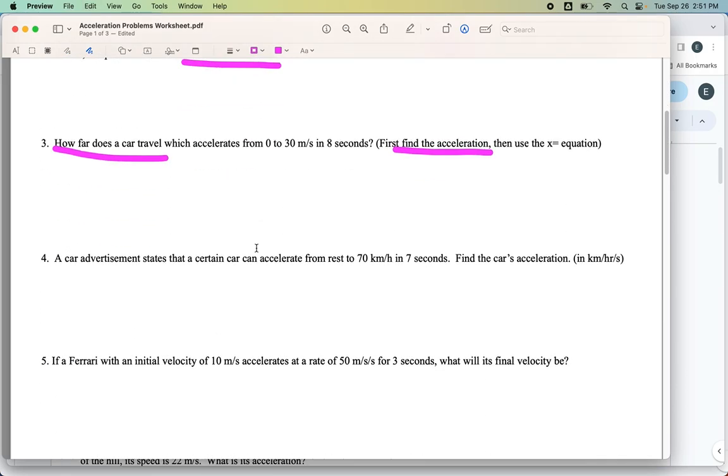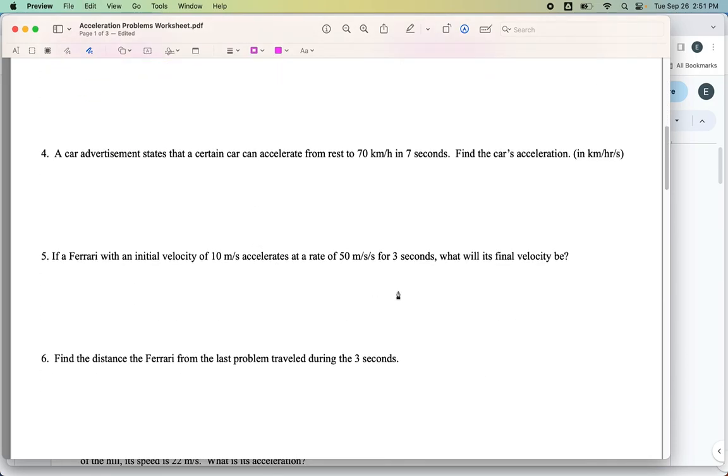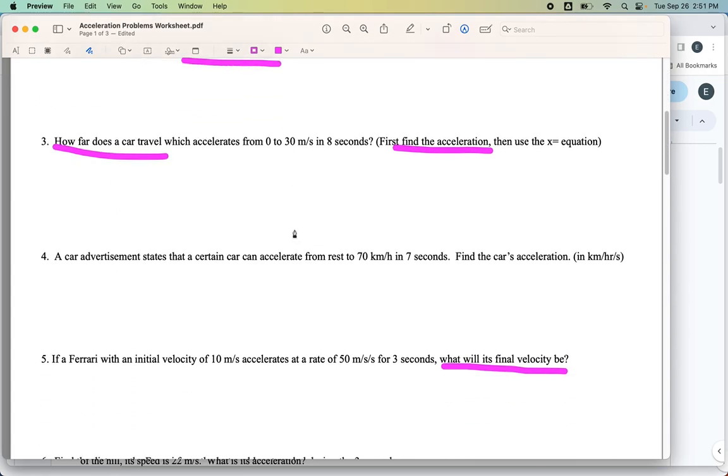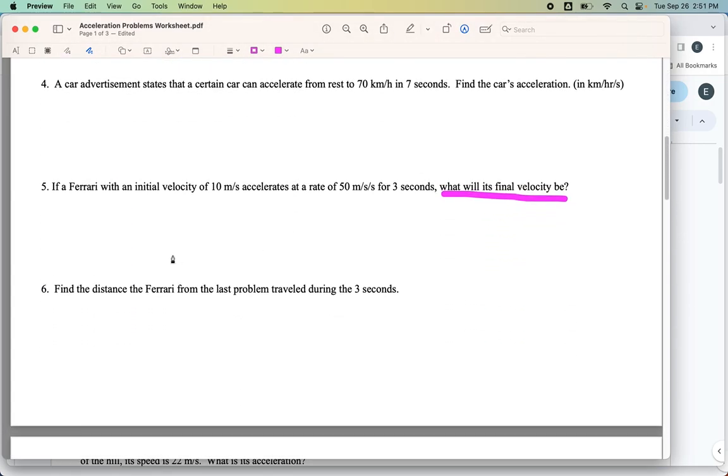Okay, moving right along. So once again, if we're looking for what its final velocity will be, you're going to use the velocity equation. So up here, there's the velocity equation, just like that. Okay. Find the distance the Ferrari went. So you're going to use the distance formula. That's the x equals formula. I just shouldn't even try to write words. Okay, the x equals formula.